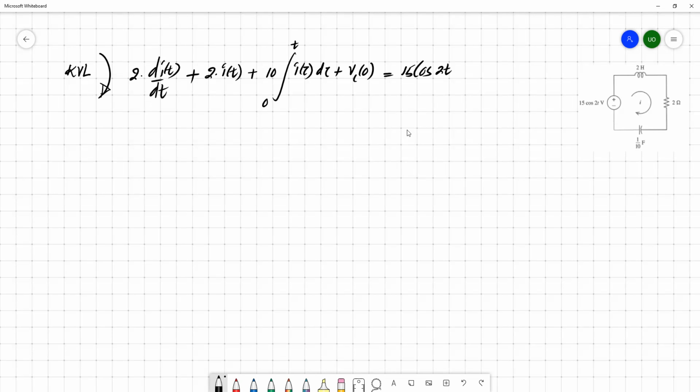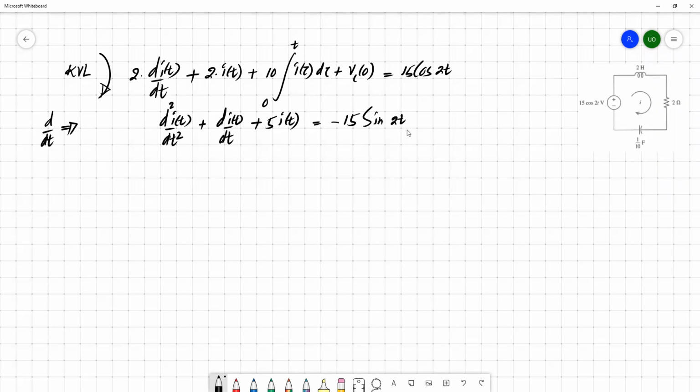So then we have derivative terms and integral terms. To avoid this integral term, we can simply take the derivative with respect to t of the entire expression. Then this becomes a form like d squared i/dt squared plus di/dt plus 5i, which equals minus 15 sine 2t.